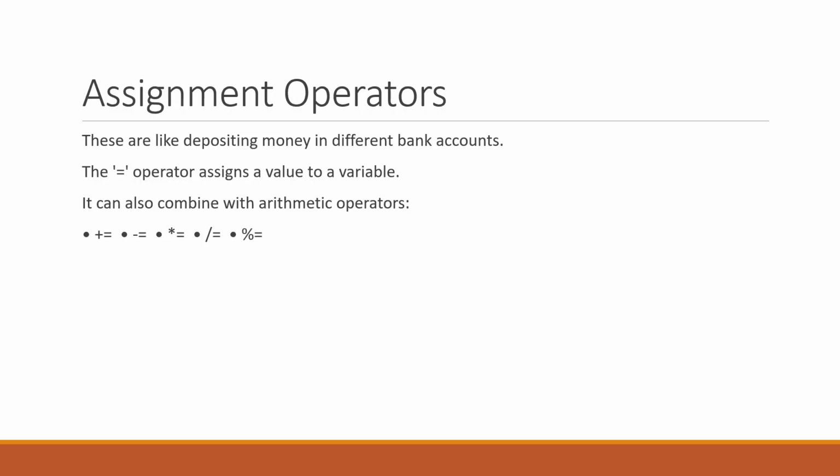Assignment operators are like depositing money in different bank accounts. You are assigning values to variables. Basic assignment is equal to, but Java also supports compound ones like +=, -=, *=, /=, and %=, which do the math and update the variable in one line.